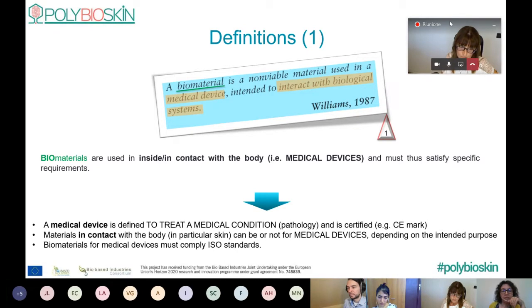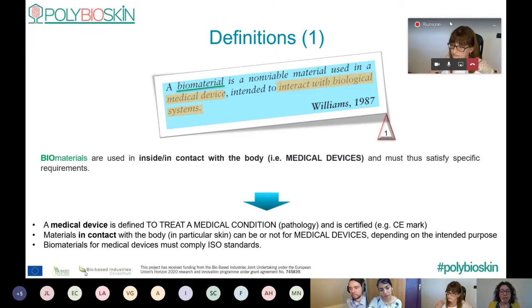In particular, a medical device is defined to treat a medical condition, which is a pathology. So materials that are used to be in contact with the human body without any pathology are not a medical device. This is important to understand from the beginning, because for the skin we have several types of materials that can be in contact: materials that can repair the skin, so they treat medical conditions, and materials that, for example, just make the skin better, or possibly just stay in contact with the skin, but they are not medical devices. A medical device must be certified.